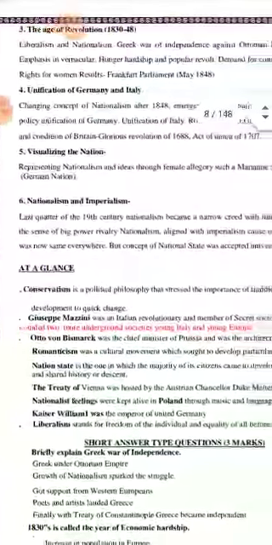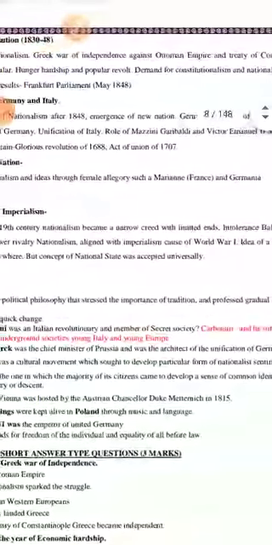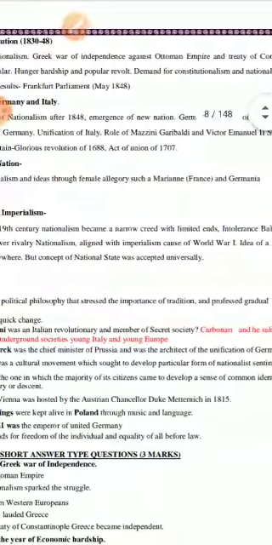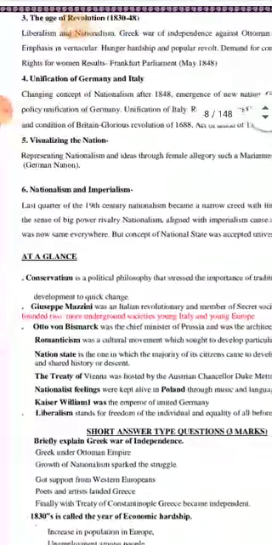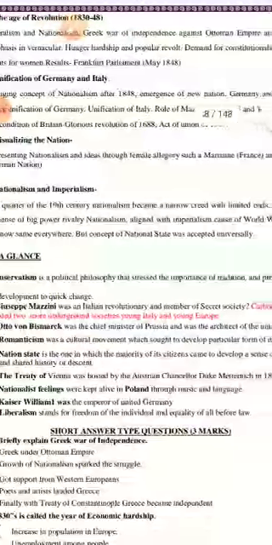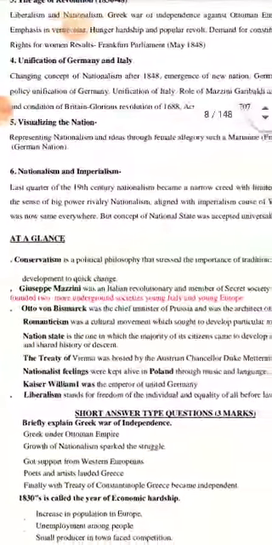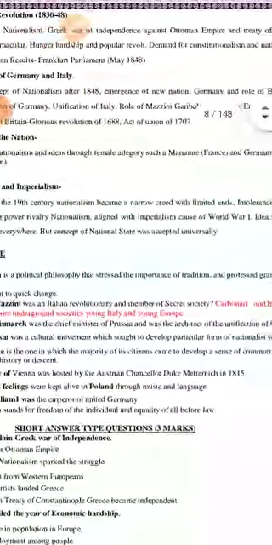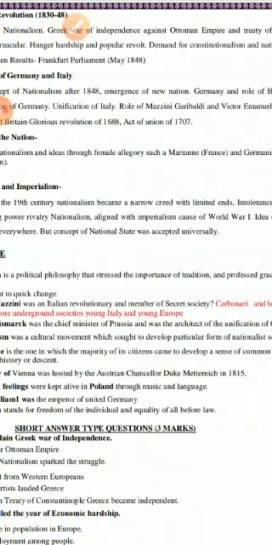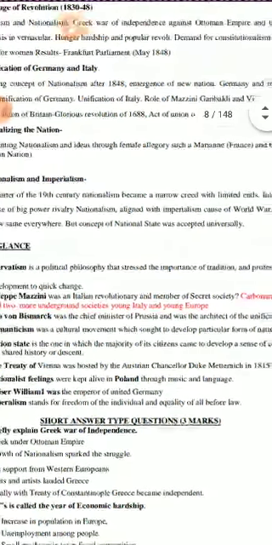Then Romanticism was the cultural movement which sought to develop a particular form of nationalist sentiments. A nation state is one in which the majority of its citizens come to develop a sense of common identity and shared history or descent. The Treaty of Vienna was hosted by Austrian Chancellor Duke Metternich in 1815.